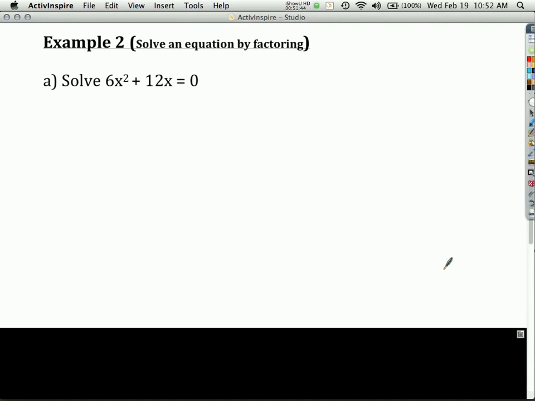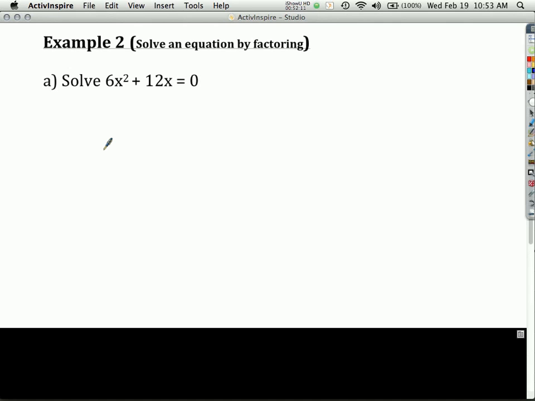So, 6x squared plus 12x equals 0. We do not know how to solve that. We have not learned how to deal with this exponent yet. You're going to be learning how to deal with that in a different way later on. But we do have a method at our disposal. If it's in factored form and the factors are all linear factors, then we can solve it. So the question is how can we turn this into factored form?